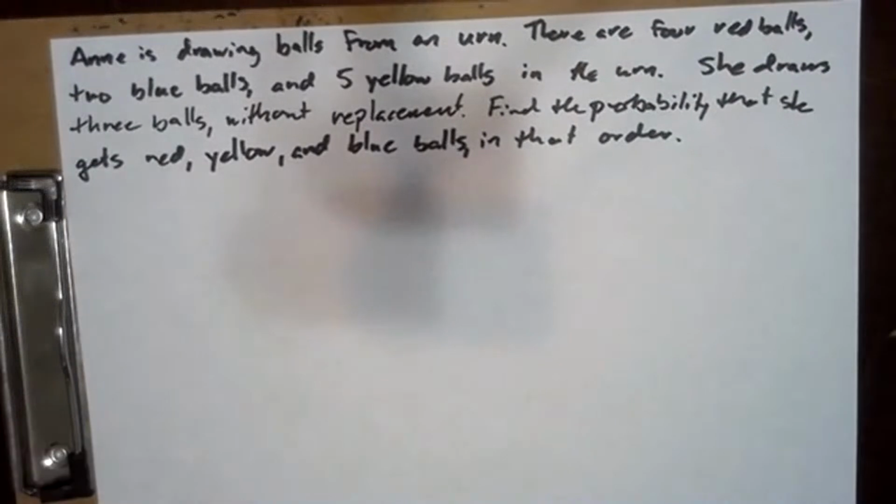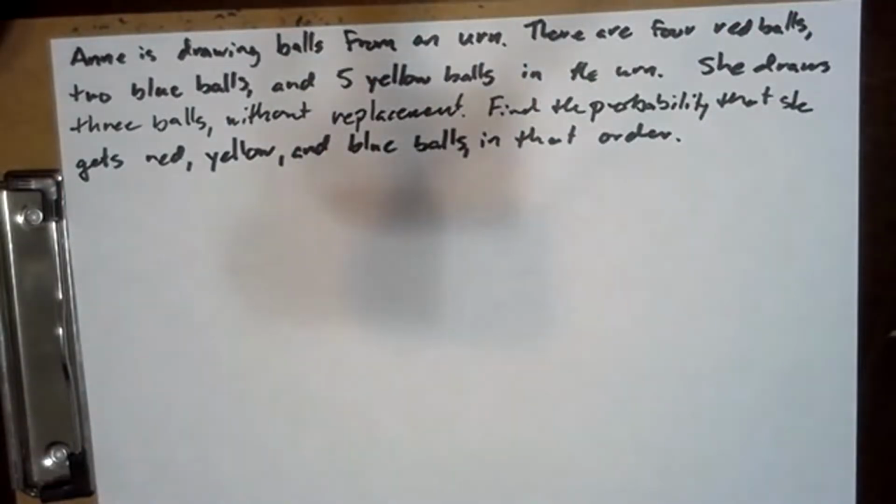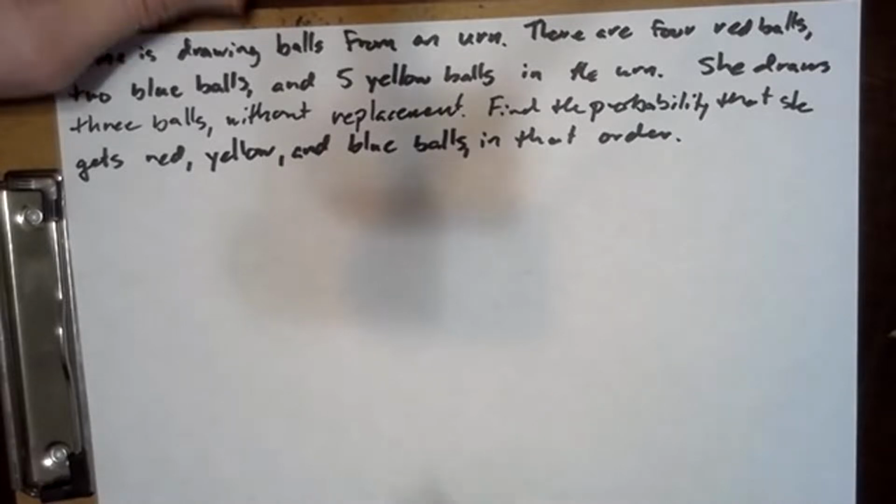Anne is drawing balls from an urn. There are 4 red balls, 2 blue balls, and 5 yellow balls in the urn. She draws 3 balls without replacement. Find the probability that she gets red, yellow, and blue balls in that order. Okay, so first, her probability of choosing red, first there are how many balls? There are 4 plus 2 is 6 plus 5 is 11. 11 balls total. The probability that the first ball she chooses is red is 4 out of 11.